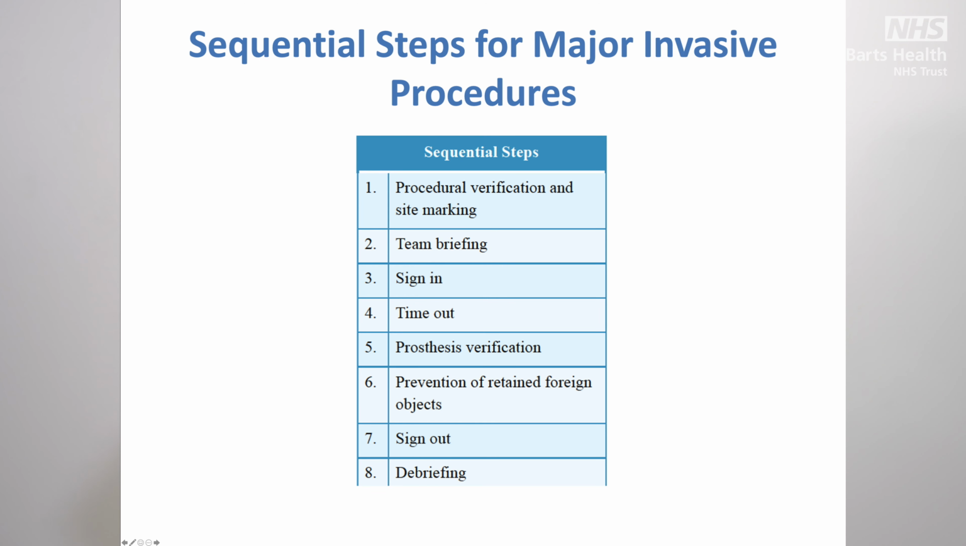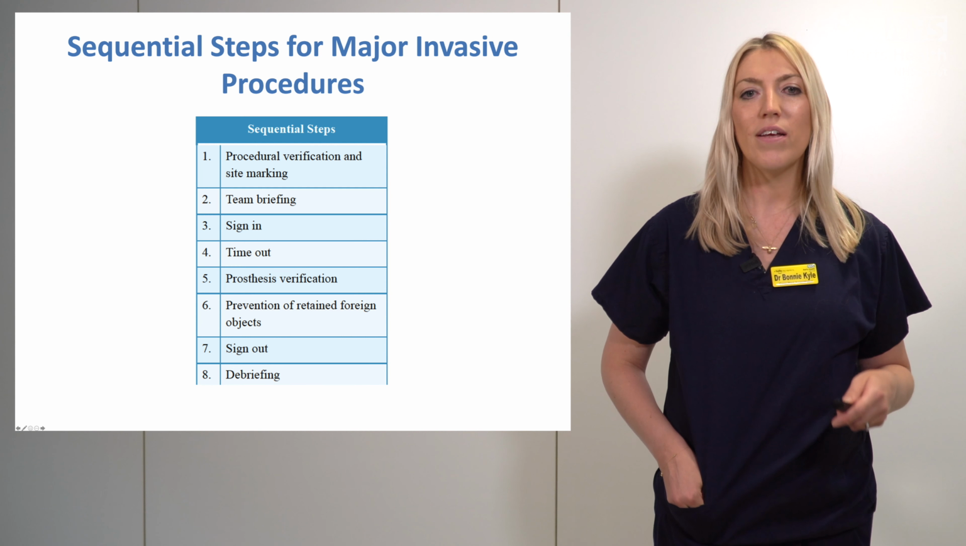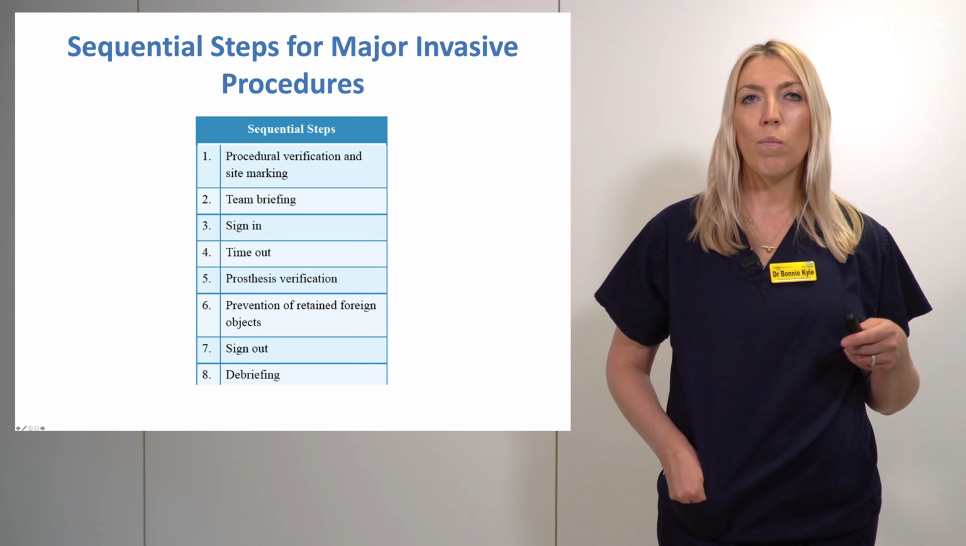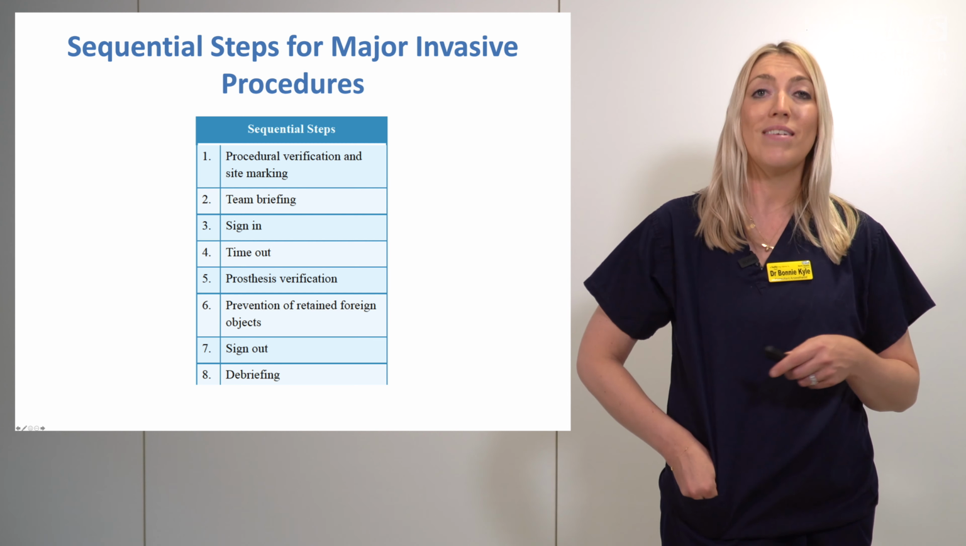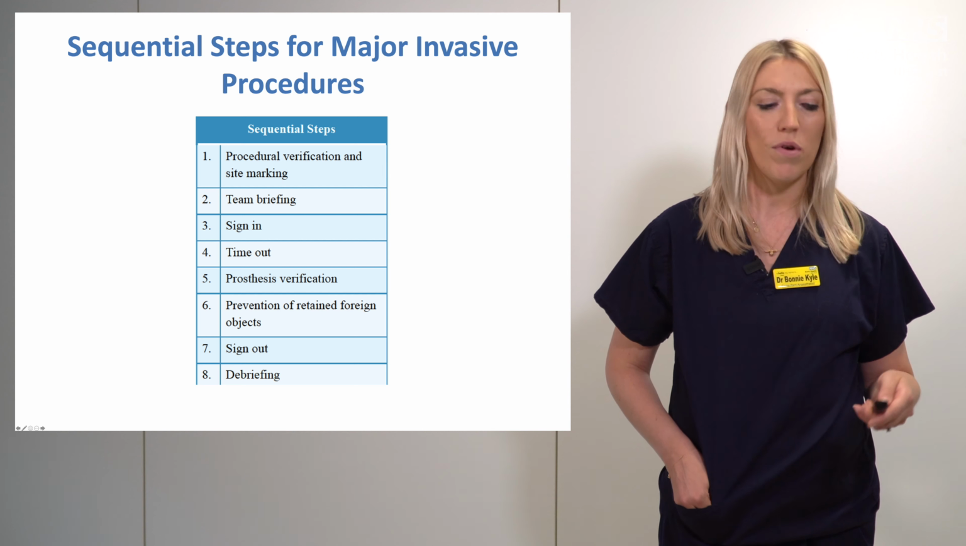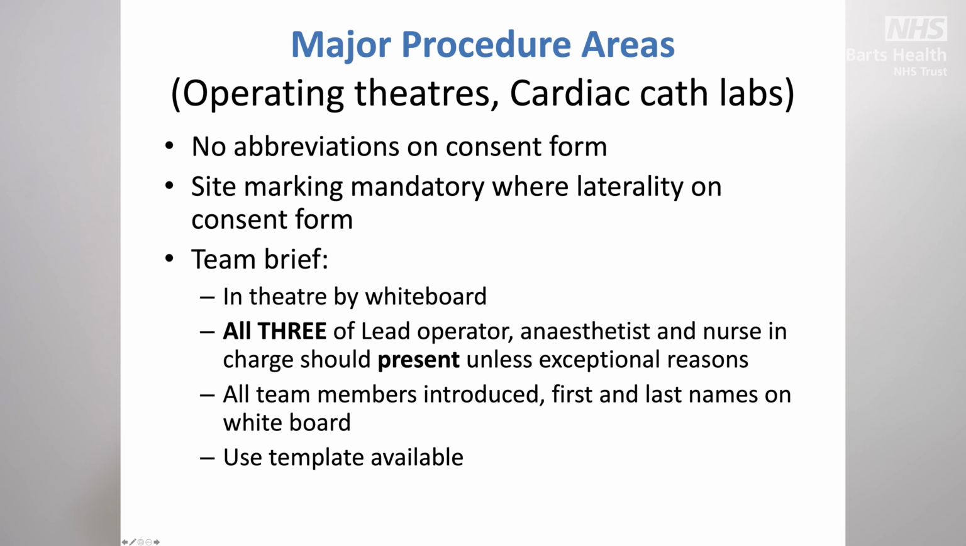We need to verify the procedure and the site marking, so that's the consent form with the patient. We need to have a team brief, and then we need to sign in, time out. If there's a prosthesis, we need to verify it. We make significant efforts to prevent retained objects, and then finally we sign out and we debrief at the end of the procedure. So as I said, the major procedure areas are the operating theatres and the cardiac cath labs.